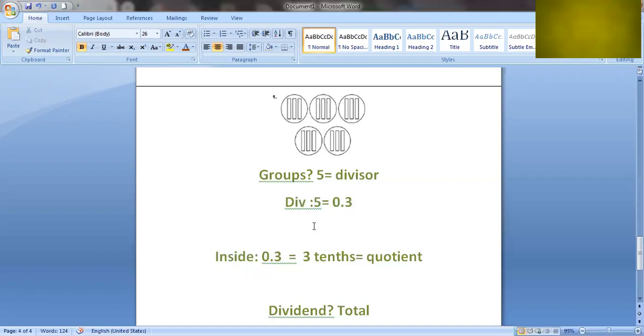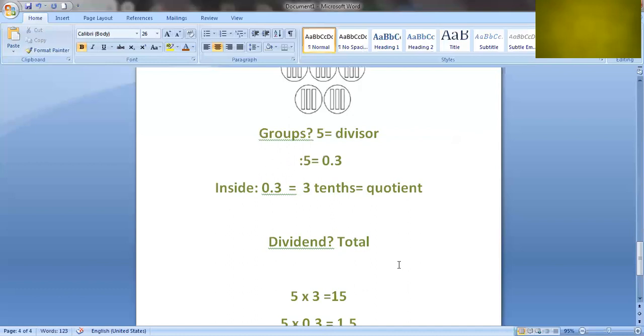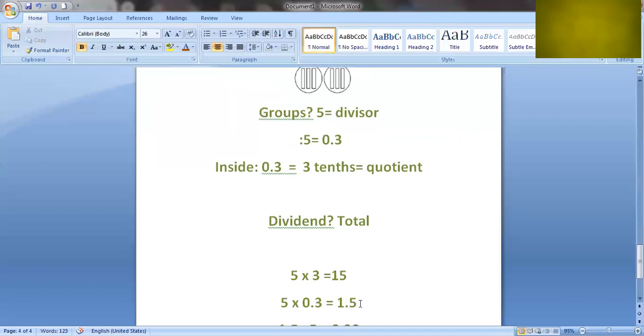Now remember, 12 divided by 4 equals 3. Remember, 3 times 4 is 12. So you multiply 0.3 times 5. You have to know how to multiply decimals. You can multiply 3 times 5 and then put the decimal point. The dividend is the total. So 5 times 3 is 15, but 5 times 0.3 is 1.5.